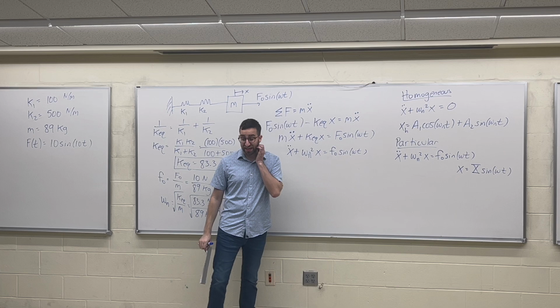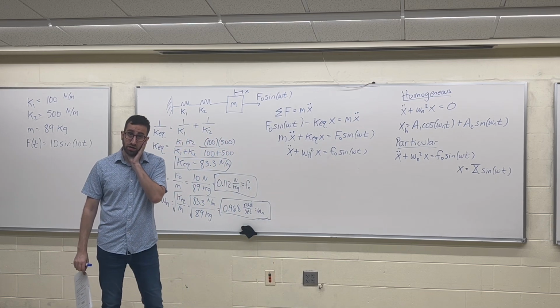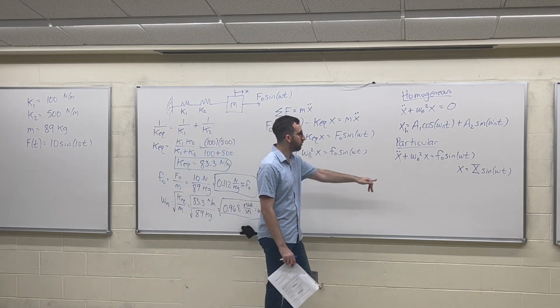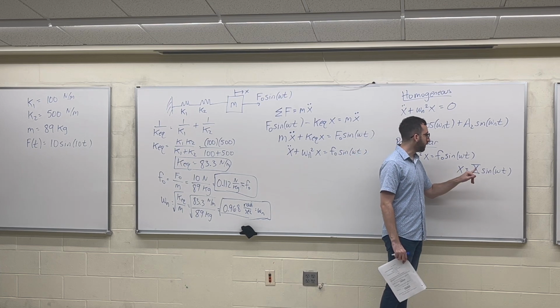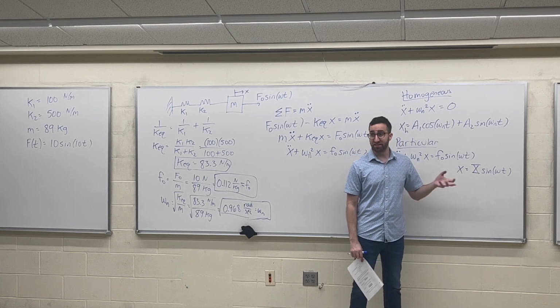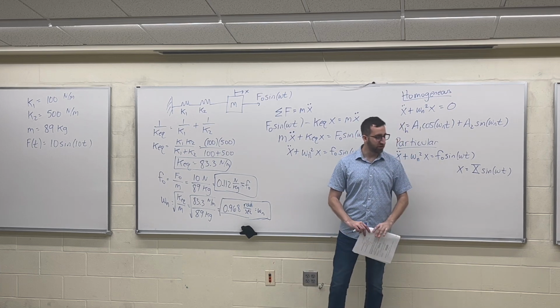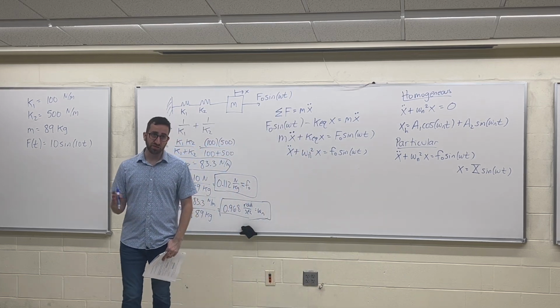We'll just assume that this is some amplitude times sine omega t. Do we expect a phase shift between the force and the displacement? No. Why not? There's no damper. The damper is the thing that provides the phase shift. There's no damper in this problem, so there's no phase shift. We will have our amplitude be some capital X. We don't know what that is. We have to find that. But we're going to assume that the oscillation will be of the same frequency as the force.